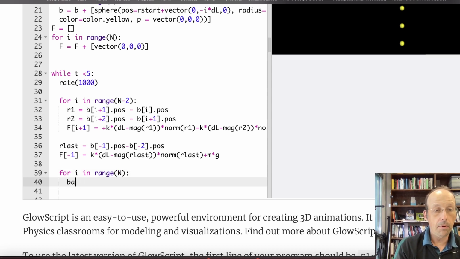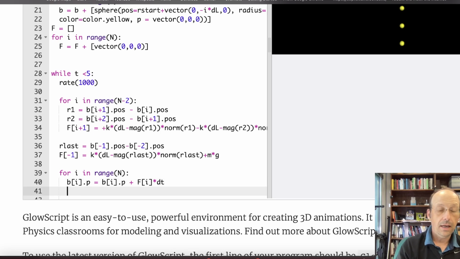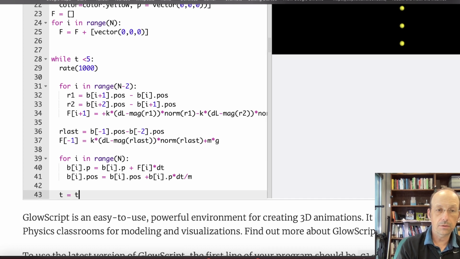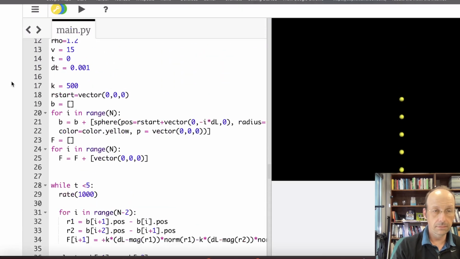So b_i.p equals b_i.p plus F_i times dt. Now I need to update the position. b_i.pos equals b_i.pos plus b_i.p times dt divided by m. And I think that's it. Update time, t equals t plus dt. I don't know that this is going to work, but let's just see if it works.